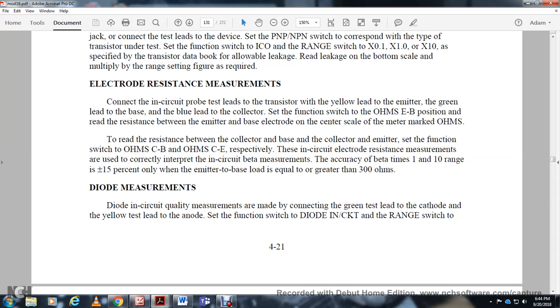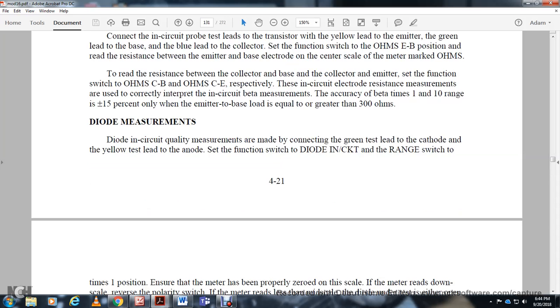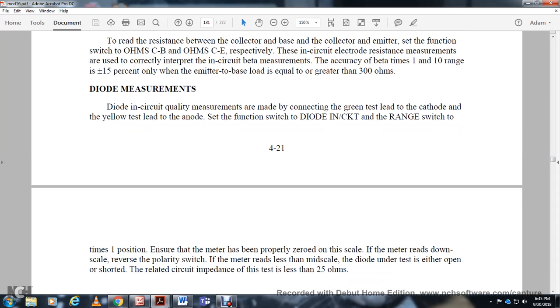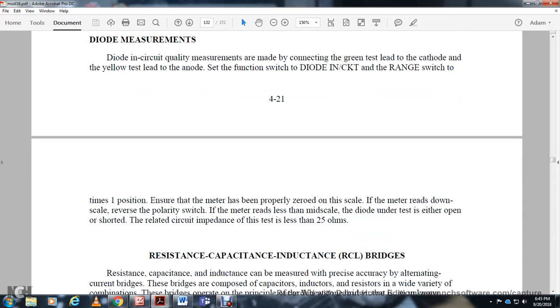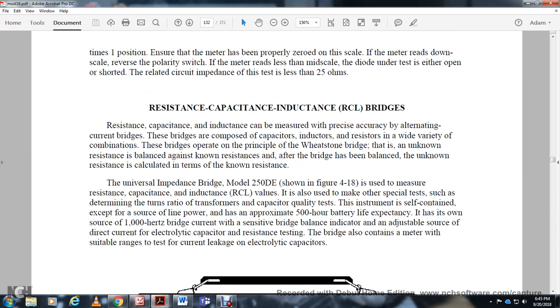Alright, diode measurement. The diode quality measurements are made by connecting the green test lead to the cathode and the yellow test lead to the anode section of the diode in the circuit. With the range switch in the over-the-time position, ensure the meter has properly zeroed at the end of the scale. Reading down for reverse polarity, if the meter regardless reads less than mid scale, the diode under test is either open or shorted, or the circuit impedance is less than 25 ohms.